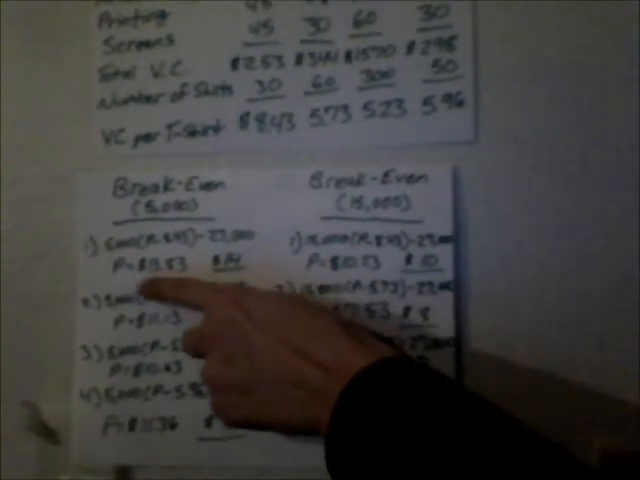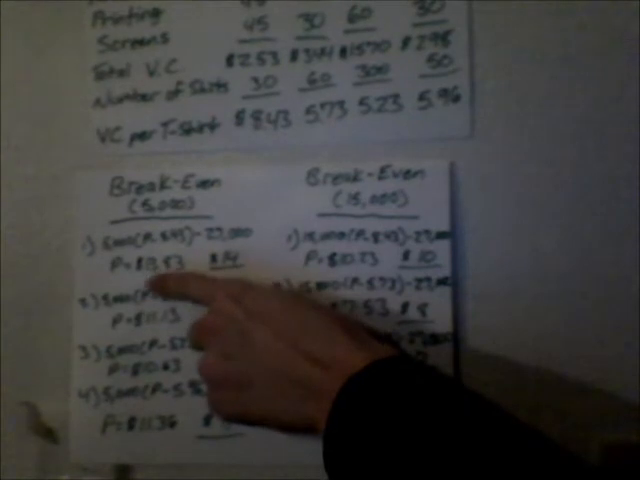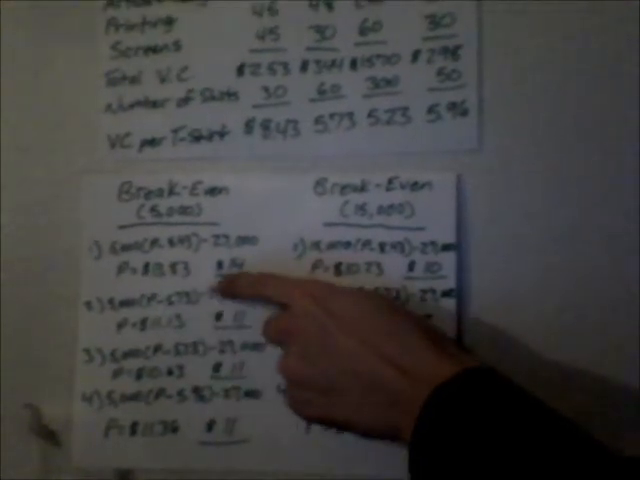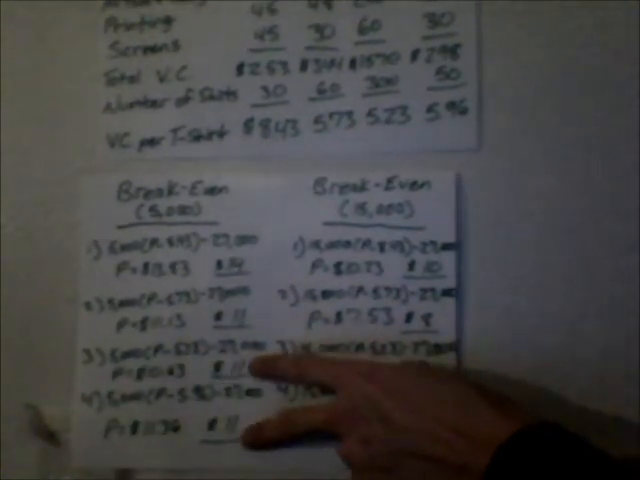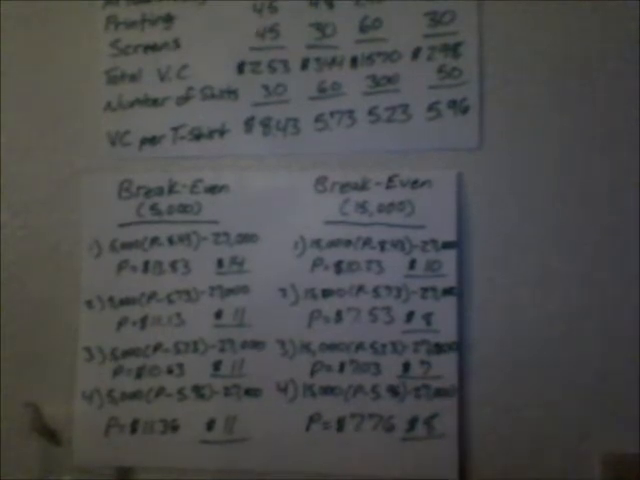For the first order for 5,000, I got the price of $13.83 per t-shirt in order to break even, which I rounded up to $14. In the second order scenario, I got a price of $11.13, which I just rounded to $11. In the third and the fourth, I also just rounded to $11 for the 5,000 quantity sold.